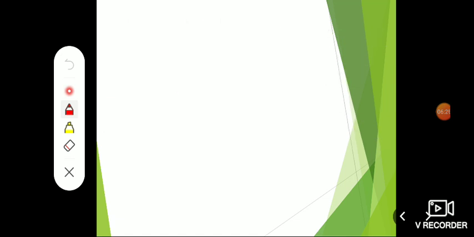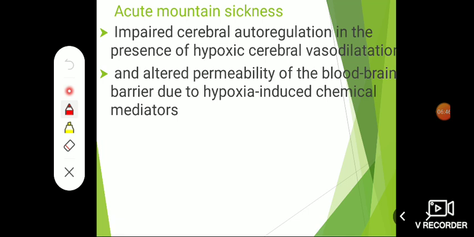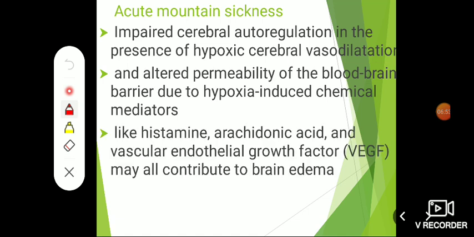But if treatment is not provided, meaning oxygen is not provided, and the person remains at that altitude for some unavoidable reason, subsequent consequences can be dangerous. Impaired cerebral autoregulation in the presence of hypoxic cerebral vasodilatation, and altered permeability of the blood-brain barrier due to hypoxia-induced chemical mediators like histamine, arachidonic acid, and vascular endothelial growth factors may all contribute to brain edema. So these are all dangerous consequences.